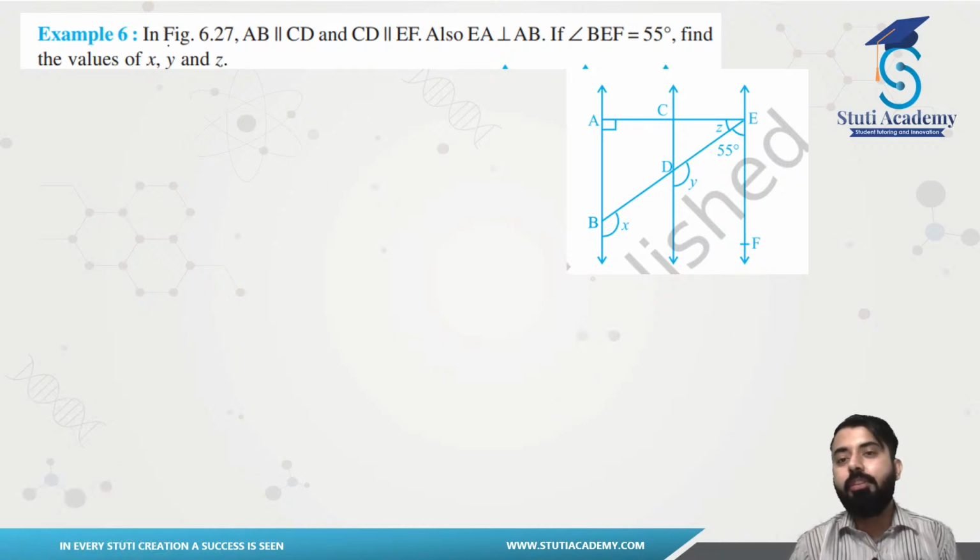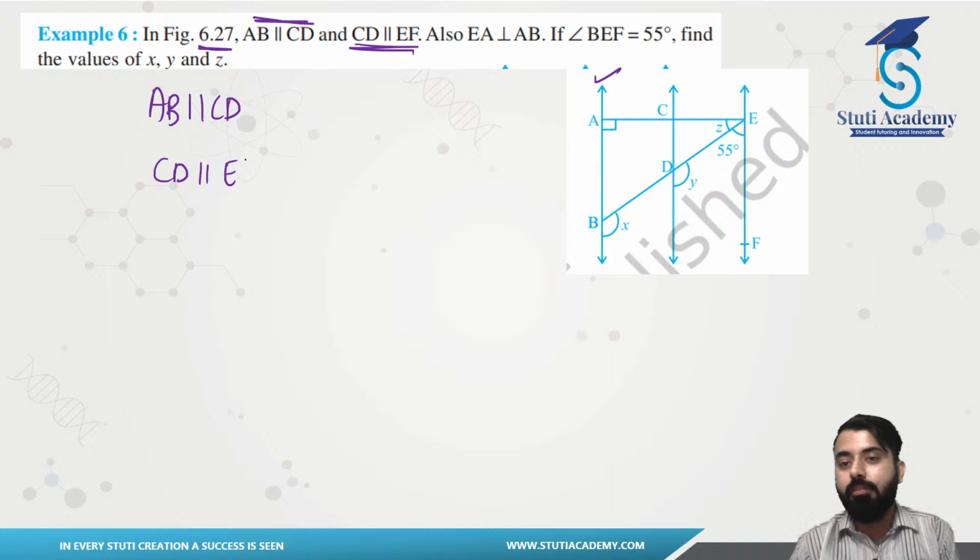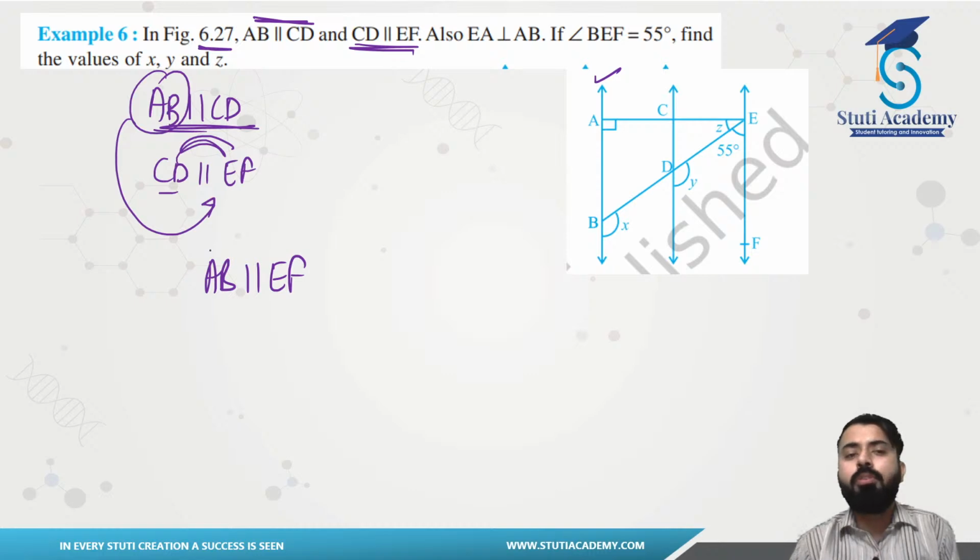Now you see I have this one in figure 6.27, which is this one. AB is parallel to CD, and CD is parallel to EF. This line is parallel to that one. Here you have to refer to that theorem where we understood that if AB is parallel to CD and CD is parallel to EF, then the first one will be parallel to the third one. So AB will also be parallel to EF, or you can use your corresponding angles right here.